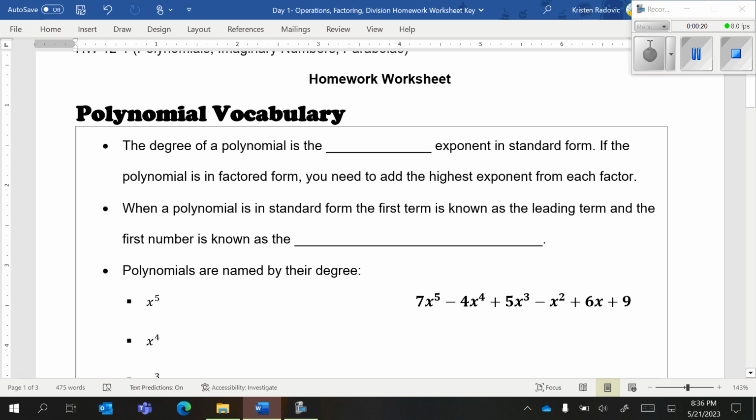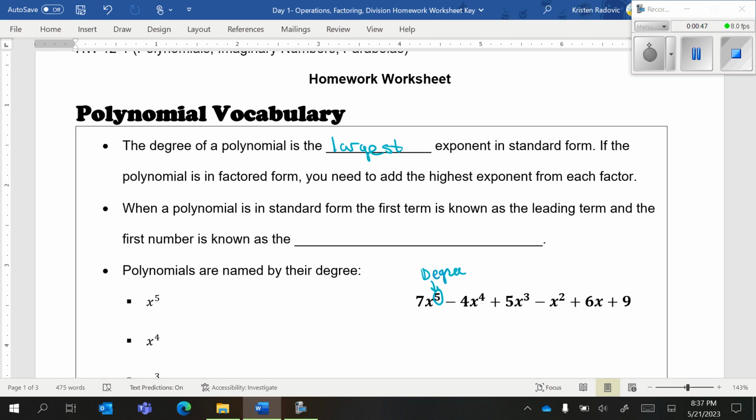The degree of a polynomial is the largest exponent in standard form. So we have a polynomial, something with plus and minuses. Down here, 7x to the 5th, blah, blah, blah. The largest exponent is 5, so 5 is the degree. And that tells me I have at most 5 solutions. I could have less because some solutions repeat.